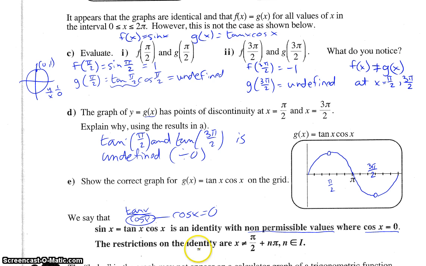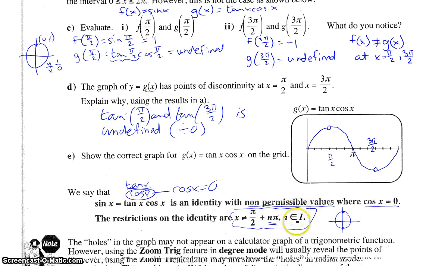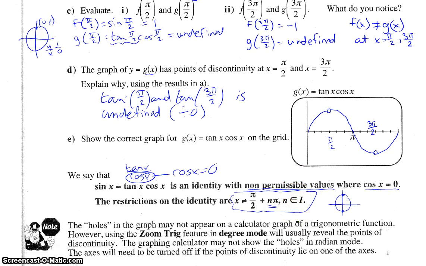Then the restrictions on the identity, and this is how you usually write restrictions, is that x can't equal pi over 2. You go to your first one, and then how far apart is the next one? Well, they're pi apart, so that would be your restriction, kind of like writing a general solution. They're talking about Zoom trig and how you might be able to see it in degree mode. For sure not in radian mode. I wouldn't even bother trying to see them. You just have to do this algebraically.